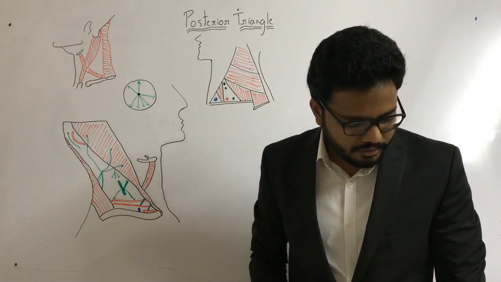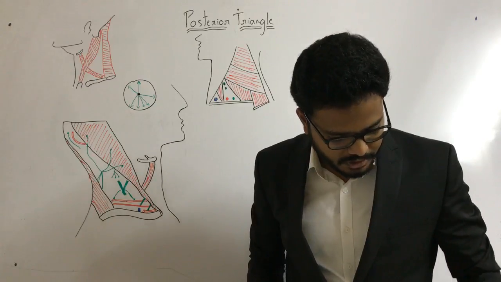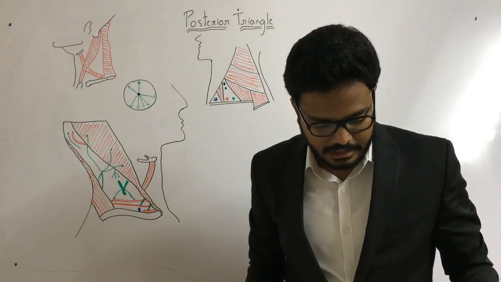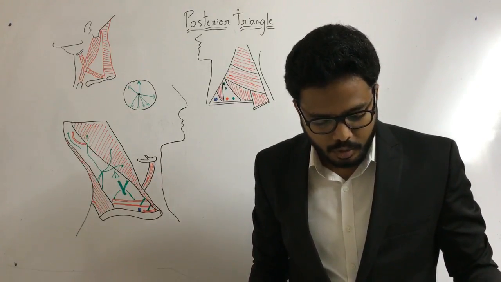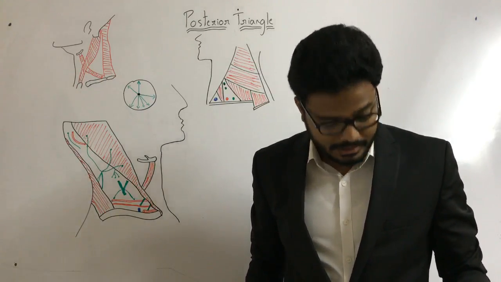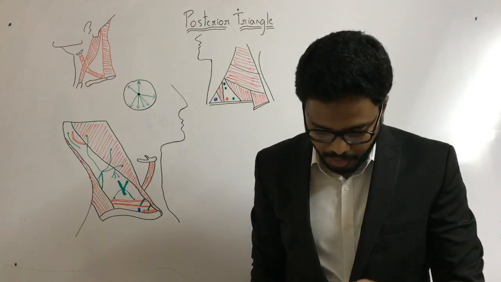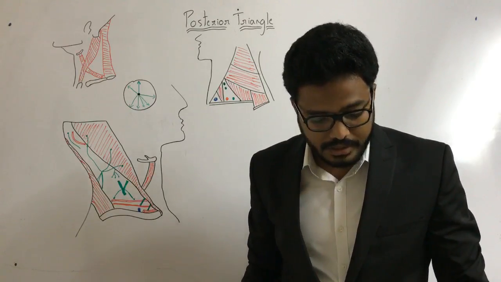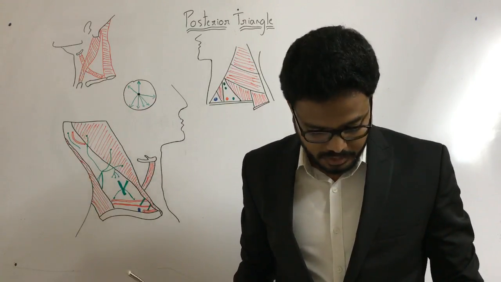So the external jugular vein is examined to assess the venous pressure, and the right atrial pressure is reflected in it because there are no valves in the entire course of this vein. Right, I hope it's clear, right? So far we have gone through the boundaries, brief introduction, boundaries, and the roof of the posterior triangle.